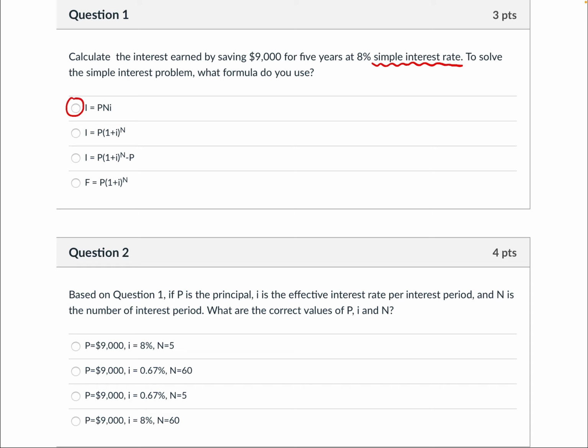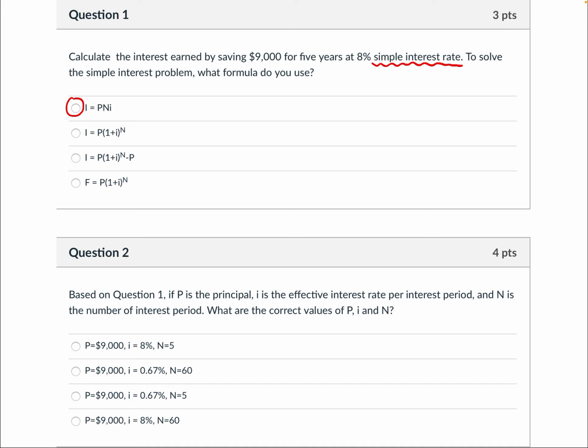And question number 2, based on question 1, if P is the principal, I is the effective interest rate per interest period, and N is the number of interest periods, what are the correct values of P, I, and N? So to use this formula, of course, you need to decide what the values are for those variables P, N, and I. Because the interest earned is by saving 9,000, that's the principal. So P is 9,000, and I is the interest rate per interest period.